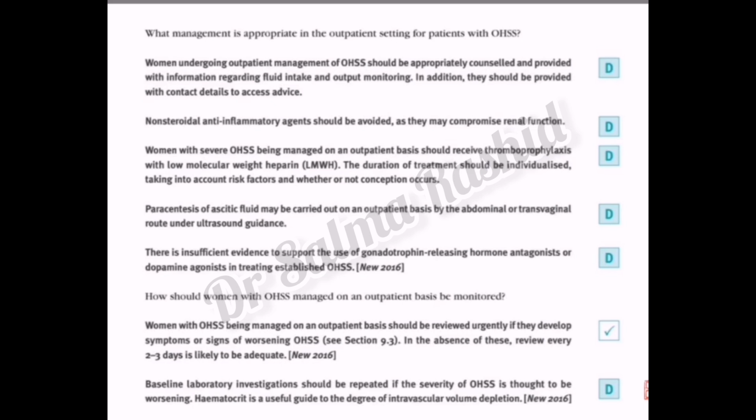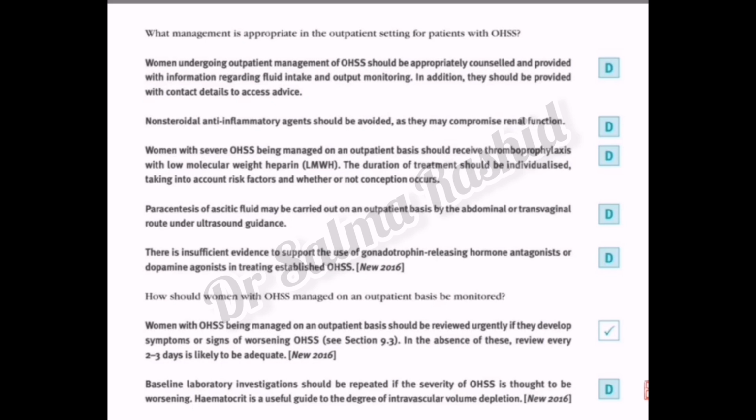Women undergoing outpatient management of ovarian hyperstimulation syndrome should be appropriately counseled and provided with information regarding fluid intake and output monitoring. In addition, they should be provided with contact details to access advice. Non-steroidal anti-inflammatory agents should be avoided as they may compromise renal function.